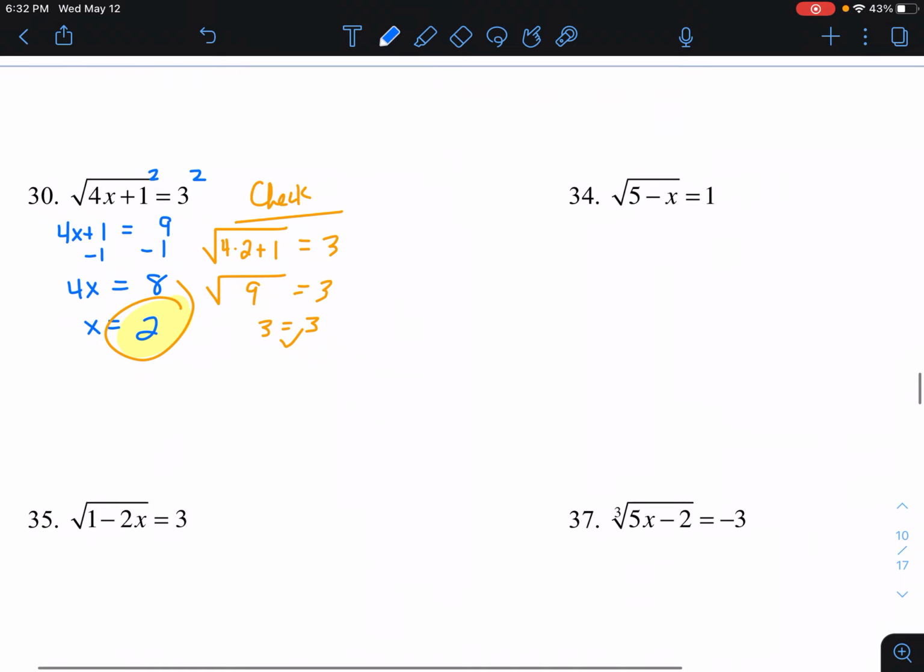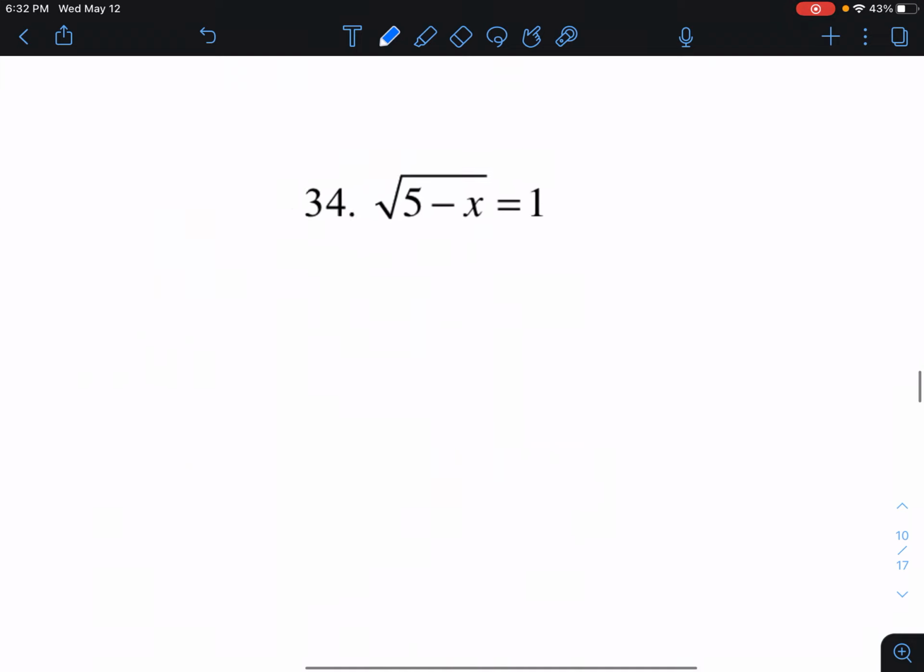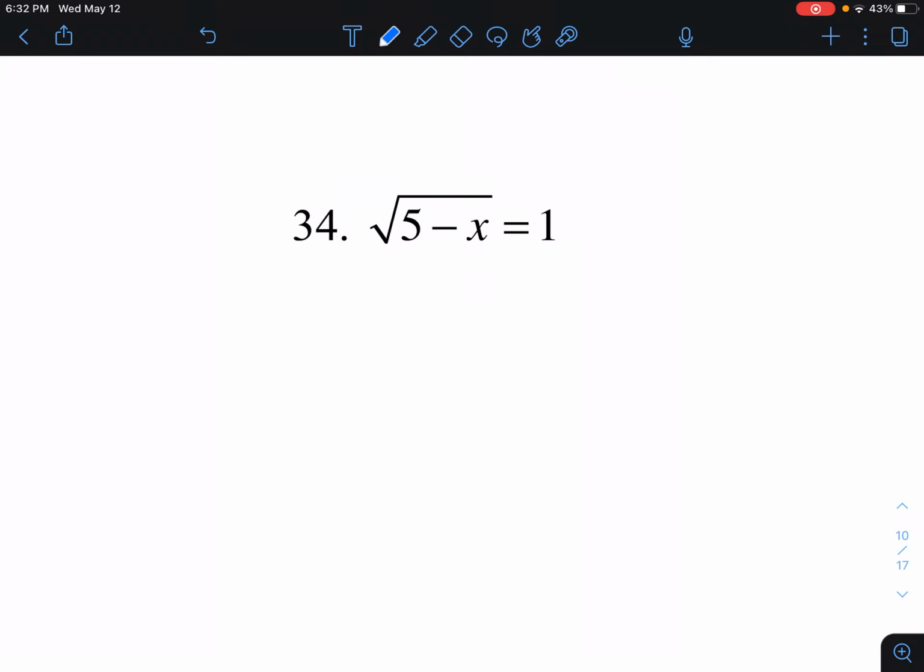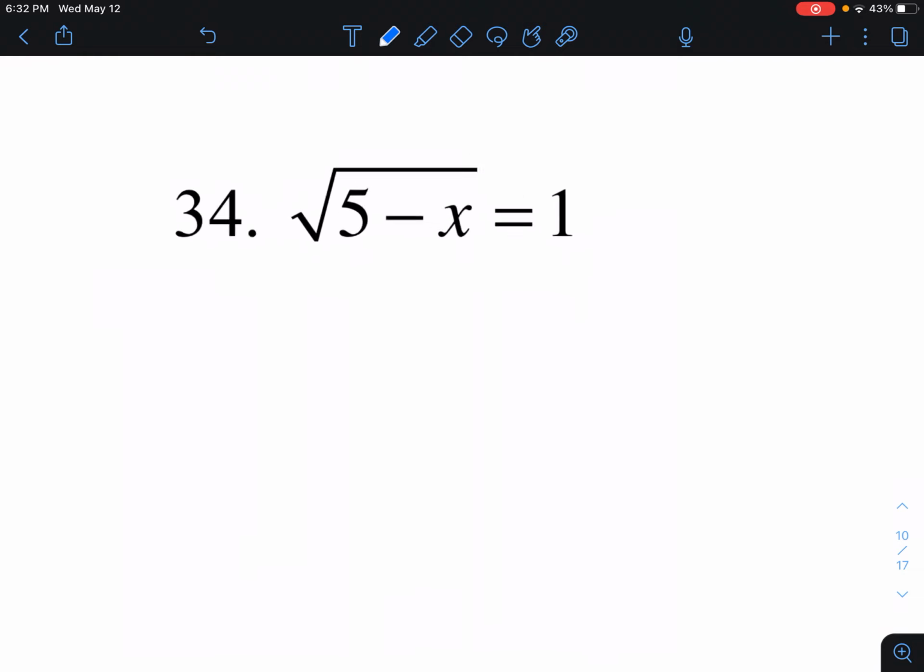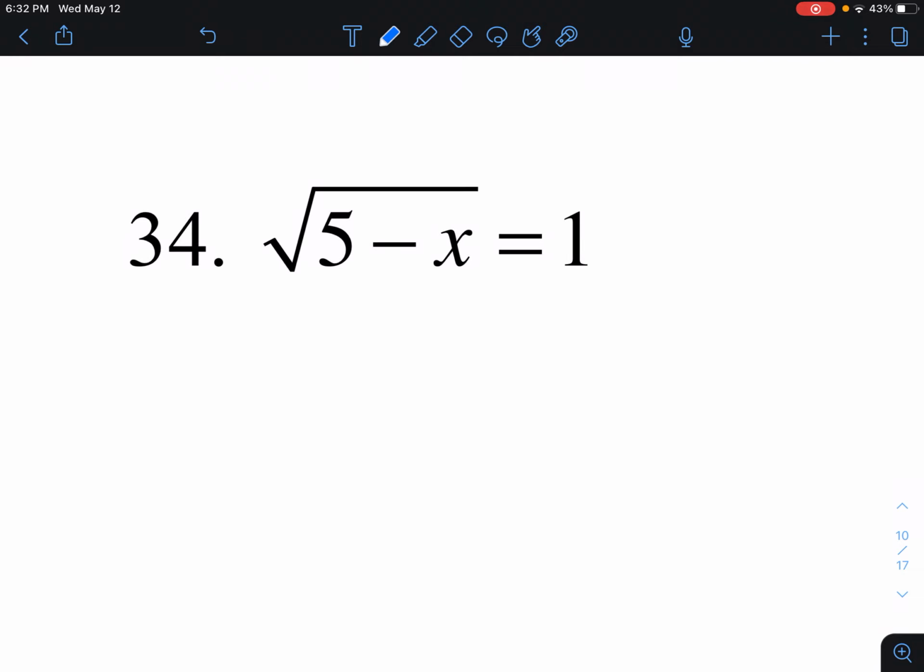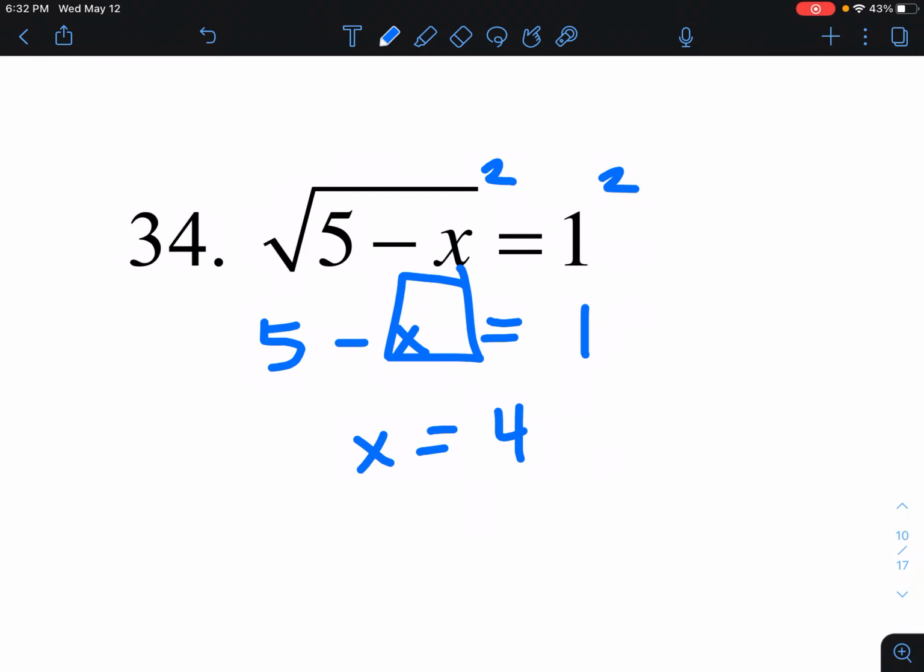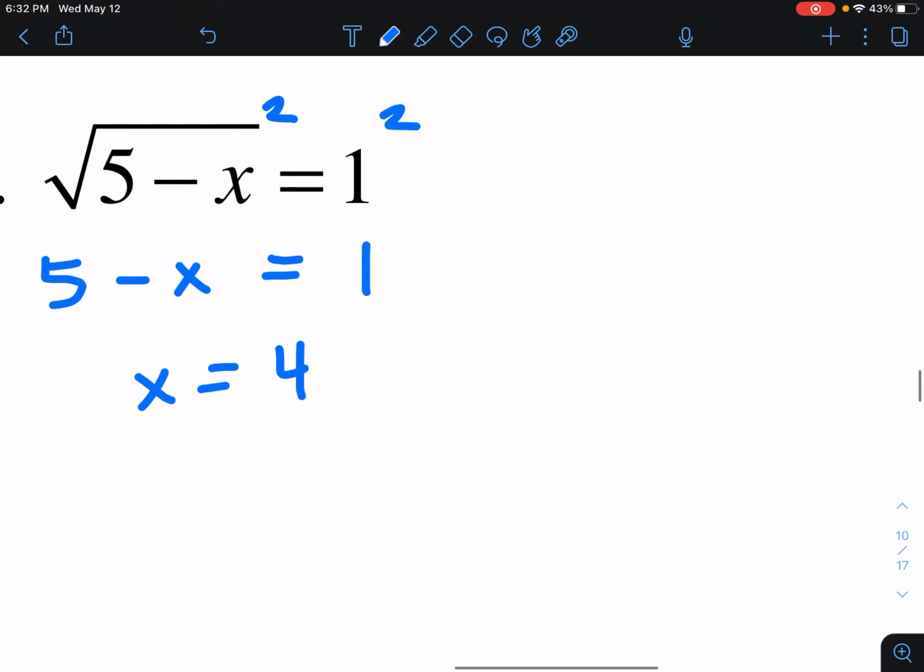Okay, let's try out number 34. So we have the radical by itself here. So we are going to raise both sides to the power of 2 because it's a square root. So get rid of the radical. And here, this would be x equals 4, because you got to ask yourself, like, 5 minus what number is 1? Just use a little common sense there. X is 4. All right, so now we're going to check that.